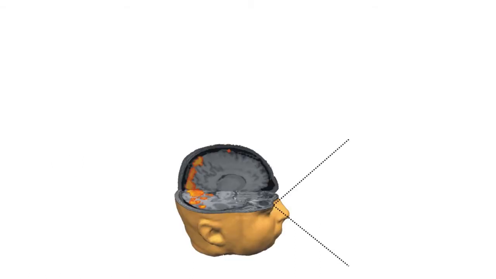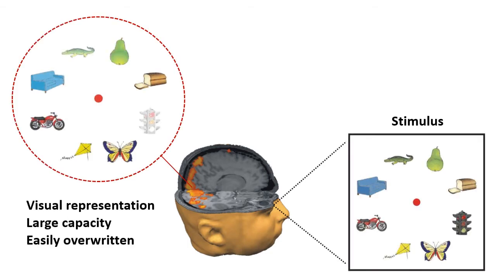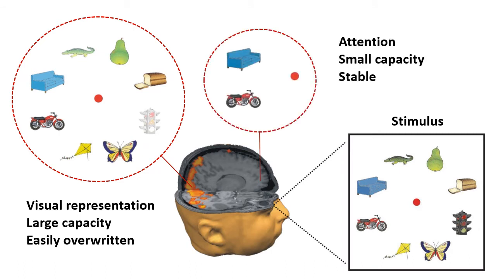So, in sum, we indeed have two different representations in our minds when we look at an array of 8 objects as shown here. We have a visual representation, which has large capacity, yet which is also easily overwritten when a new scene arrives. And we have a representation of what is in the focus of our attention. This one has a smaller capacity, yet is stable and resistant to interference.